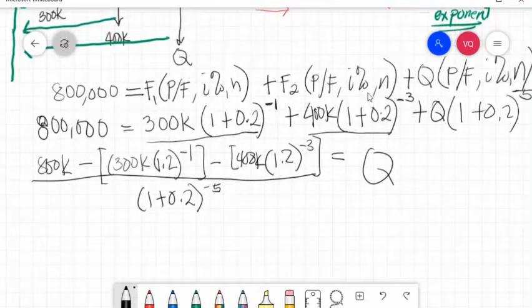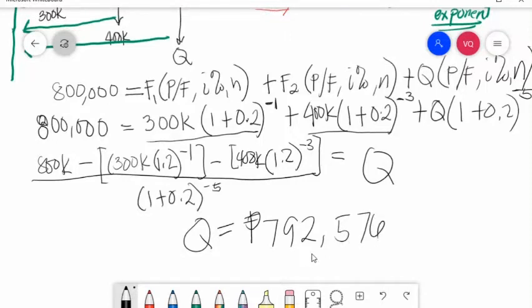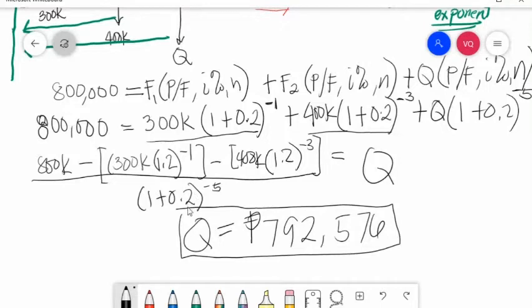So solving for Q, it is equal to 792,576 pesos. So this will be his final payment at the end of 5 years, at an interest rate equal to 20%.